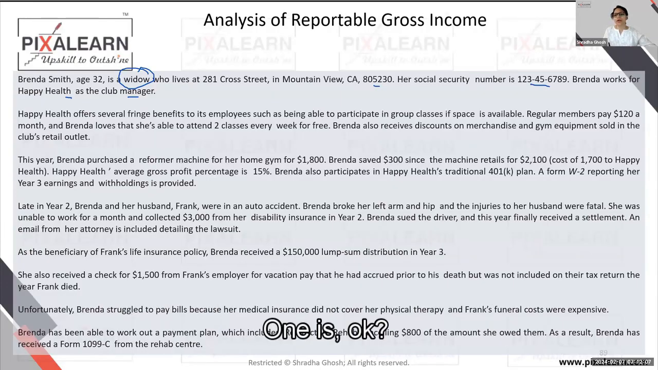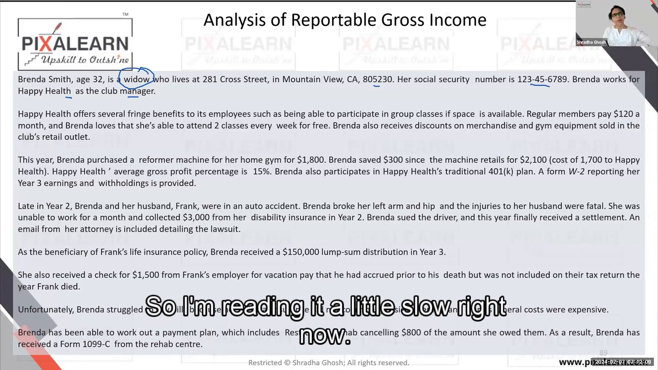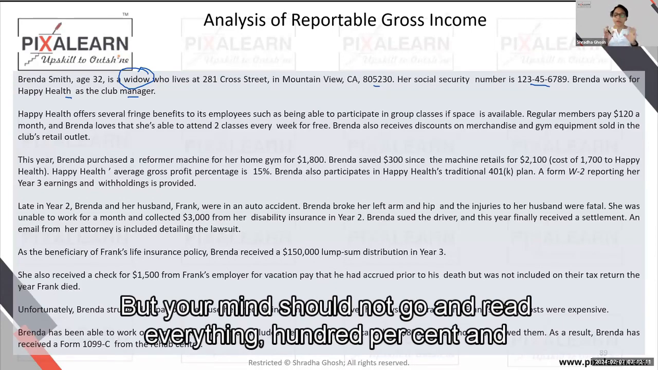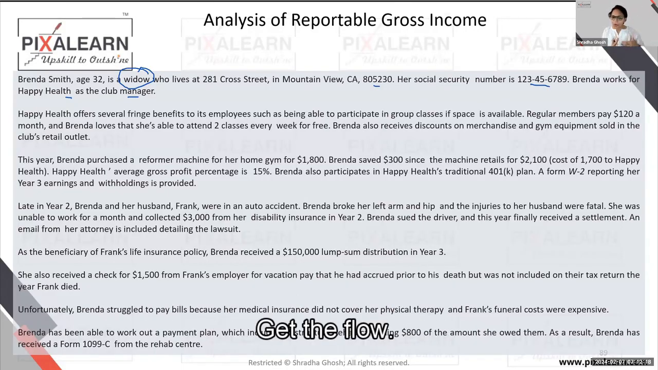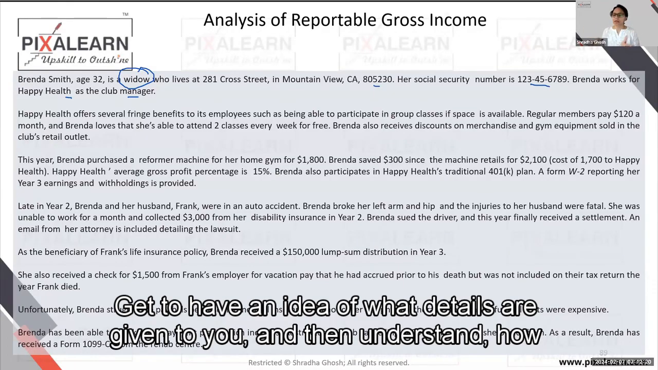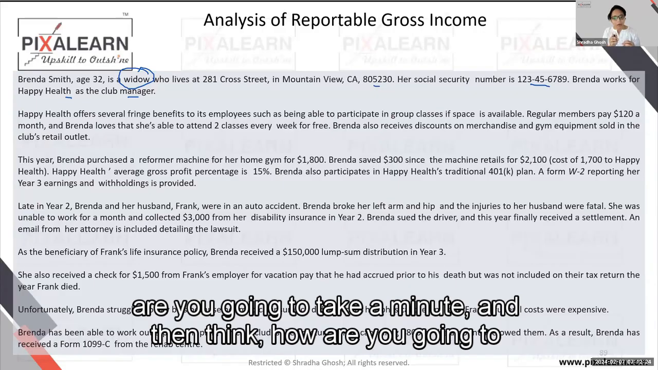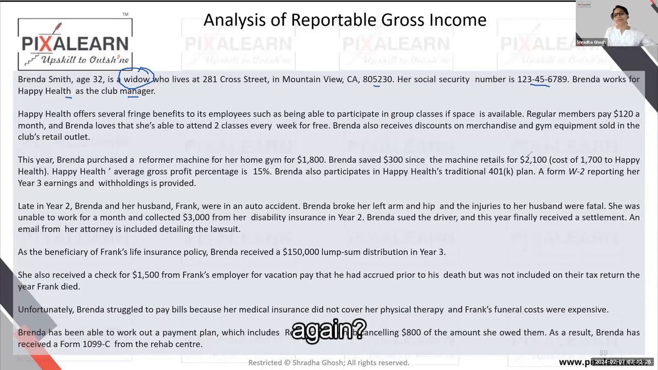One is, okay, so I'm reading it a little slow right now, but your mind should not go and read everything 100%, and it should not be that you waste 10 minutes reading the entire sim. It should not be like that, okay? Get the flow, get an idea of what details are given to you, and then take a minute and think how you're going to address it, okay?